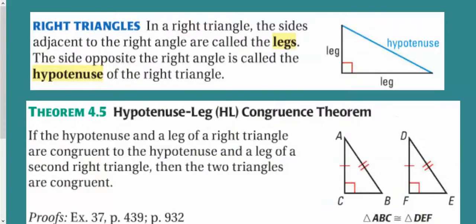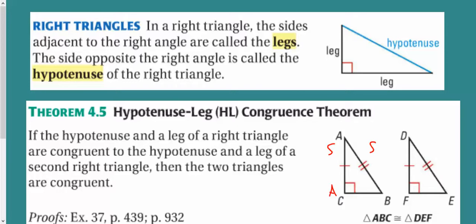All right, and then we have this is the special one I was talking about, HL. HL works for right triangles only, so you have to have a right angle in order for HL to work. And this is the only case where you have side-side-angle working. It only works for right triangles. And the proof is actually kind of neat. I can show you guys in class. It involves the Pythagorean theorem.